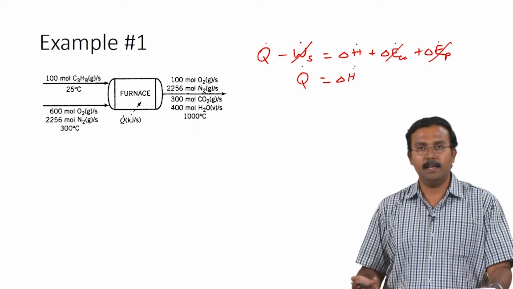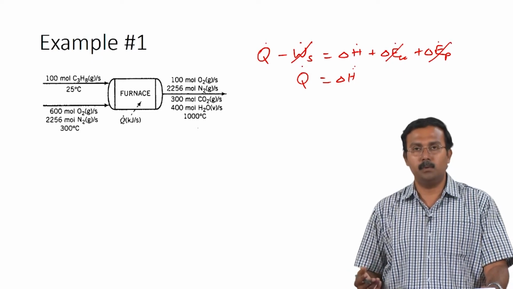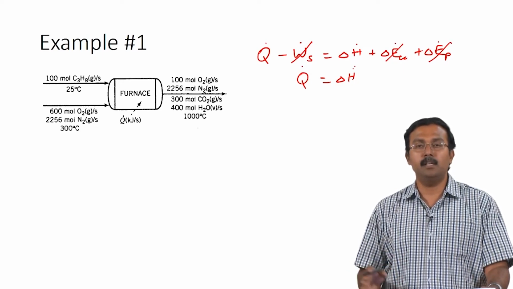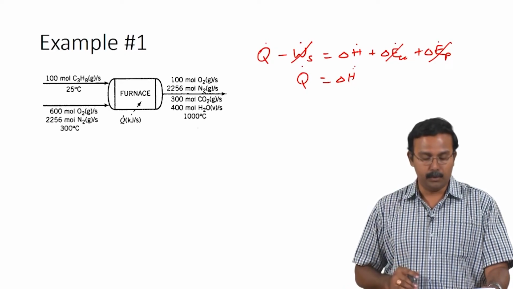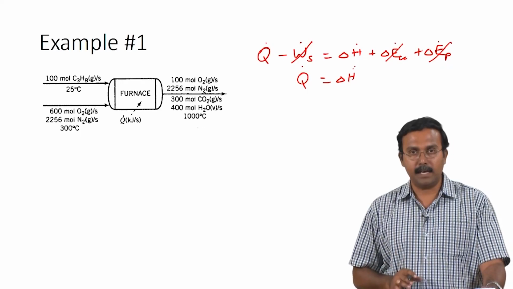So, you need to calculate delta H dot, which is what we have been doing till now. Now this delta H dot needs to account for the heat of reaction as well. How do we do that? We are now going to look at the heat of reaction method.